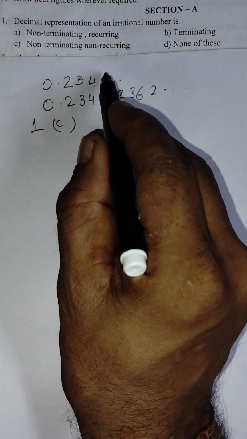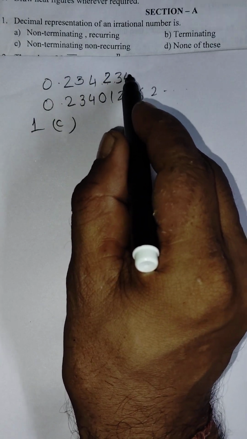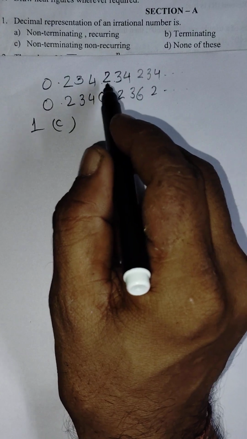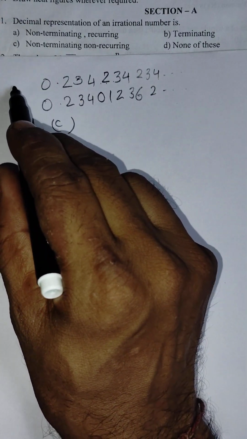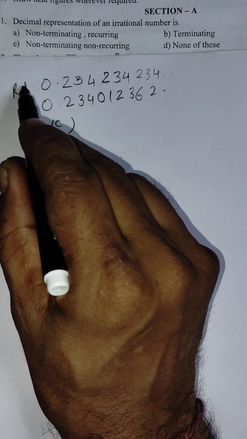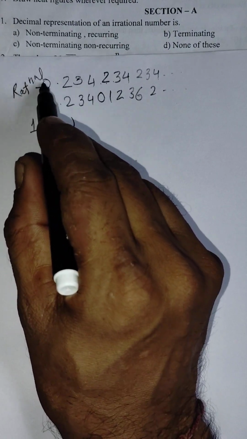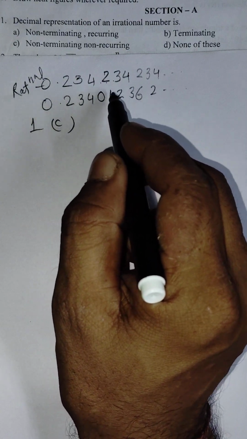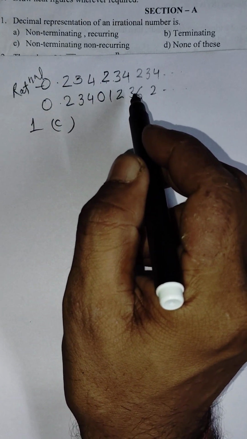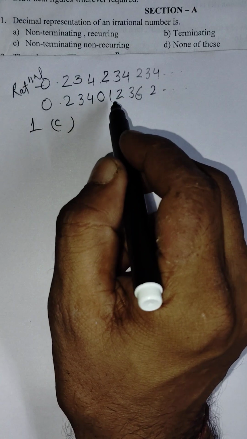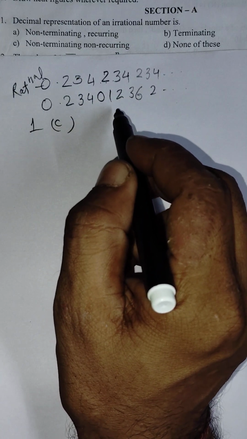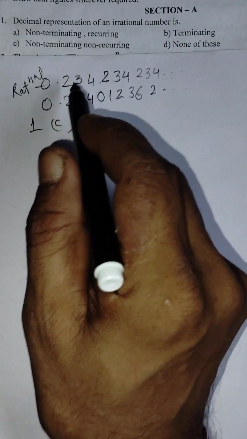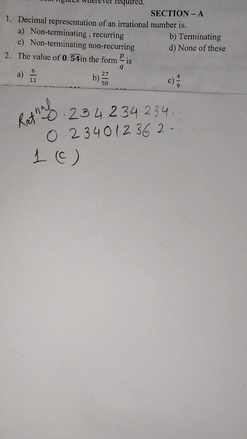Repeating means rational number. This is called repeating. Non-terminating and repeating is also called a rational number. So a rational number means repeating and terminating, or non-terminating but repeating. An irrational number is non-repeating and non-terminating. So non-recurring means non-repeating. Next, the second question.